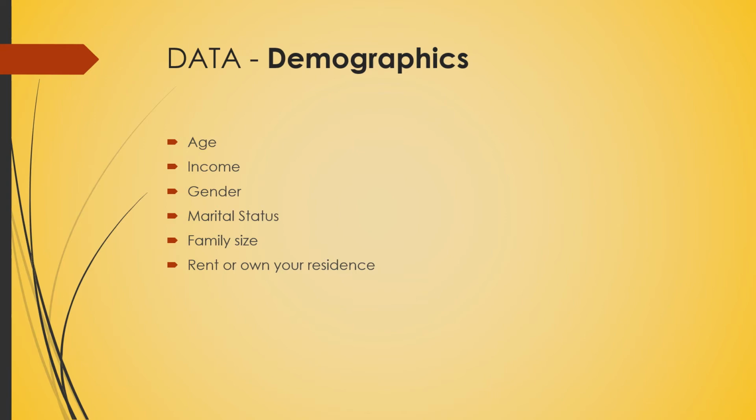Next, we probably want some demographic information. Age, income, gender, marital status, family size, and whether or not you rent or own your own residence. Now, this data is not that easy to be able to get from individuals, but it is relatively easy to get from data warehousers. And so we'll show you how to do that when we talk about appending data.